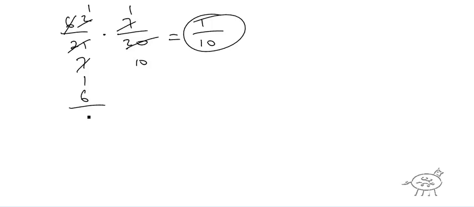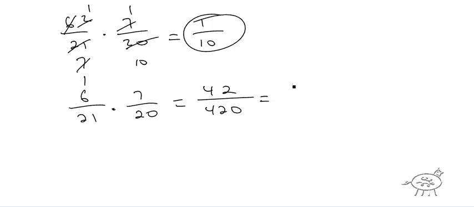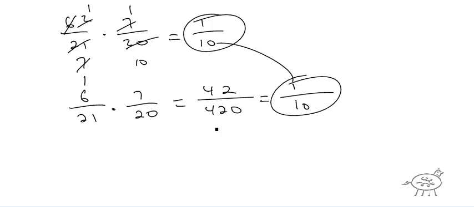And once again, math fans, if I would have not cross-canceled, you would have gotten 42, 6 times 7, 42, and then 21 times 20. It's like, oh, it's a huge number, but it turns out to be 420. And then you can kind of simplify that one. It's not too bad, right? 42 goes into 42 once, 42 goes into 420 10 times, and you get the same answer. But this is not the way to go. All right? So cross-canceling is really key when you're doing multiplication.